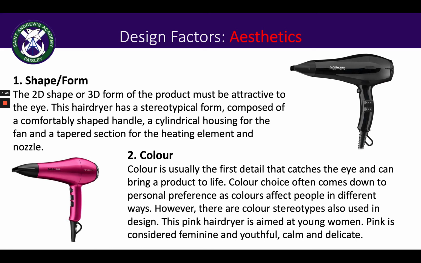So we're going to reference hair dryers to describe this. The very first one we're going to talk about is that one on the top right, that black Babyliss Pro hairdryer. So shape and form. The 2D shape or 3D form in the product must be attractive to the eye. The hairdryer has a stereotypical form. It's comprised of a comfortably shaped handle, a cylindrical housing for the fan, and a tapered section for the heating element in the nozzle. So in terms of its shape, it's quite standard, it's quite generic.